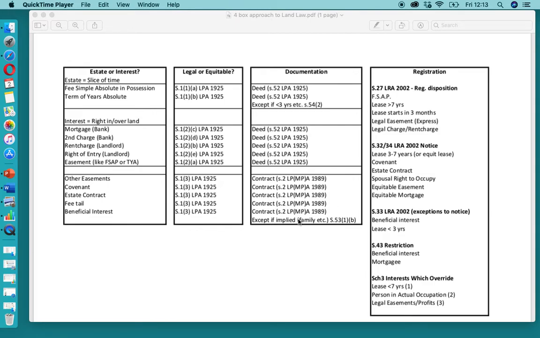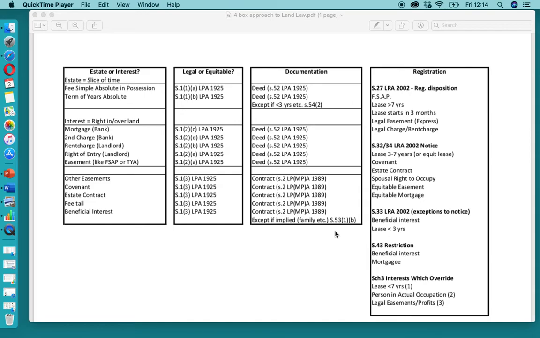The only exception is if it's an implied trust, and in that scenario, because it's usually familial or usually cohabiting, a relationship of love and trust, we don't expect people to have behaved that way in those scenarios under Section 53(1)(b) of the Law of Property Act 1925. There is some leeway on that.